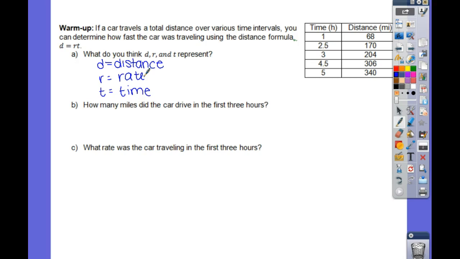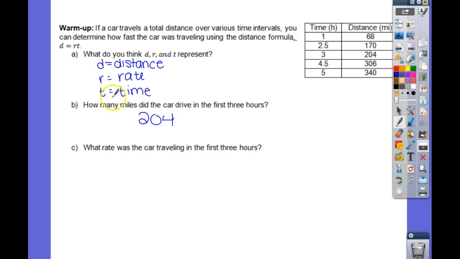How many miles did the car drive in the first 3 hours? So, how many miles did they drive in the first 3 hours? You go to time, 3. How many miles? What was the rate the car was traveling in the first 3 hours?